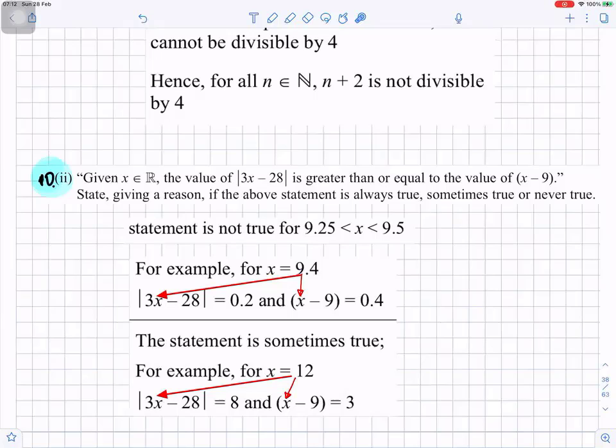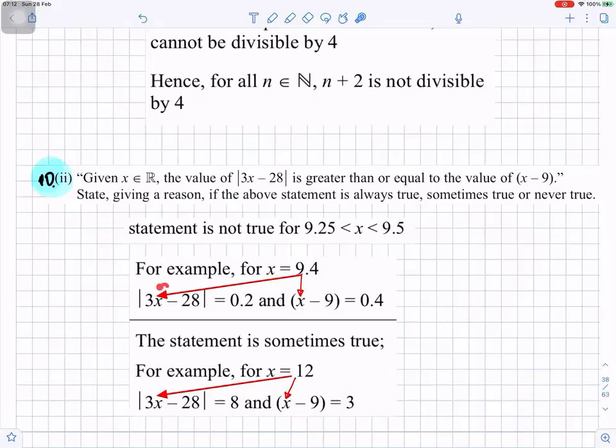So for part 2, given that x is an element of R, the value of 3x minus 28 is greater than or equal to the value of x minus 9. State, giving reason, if the above statement is always true, sometimes true, or never true. So you will say the statement is not true for x between 9.25 and 9.5. For example, pick a number in the middle of that, 9.4.